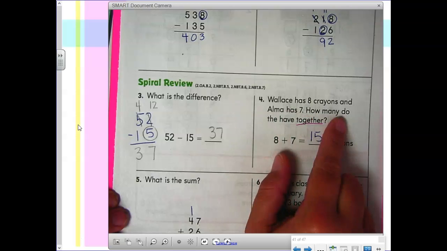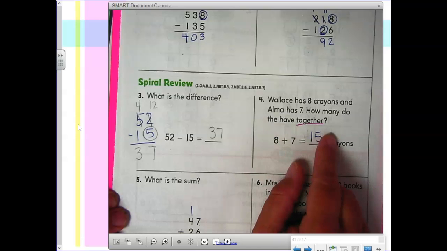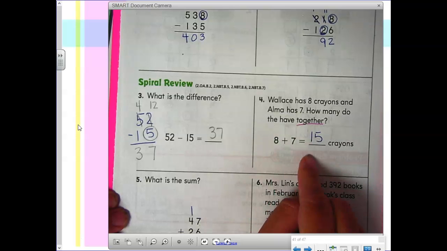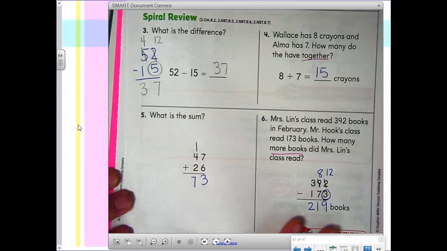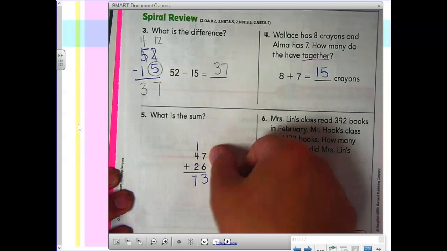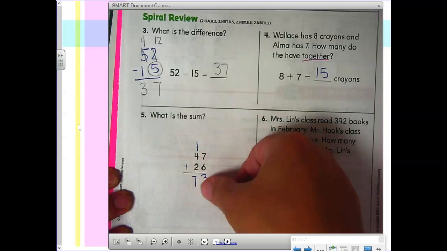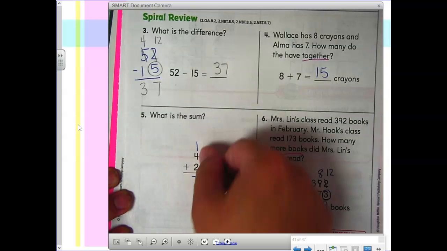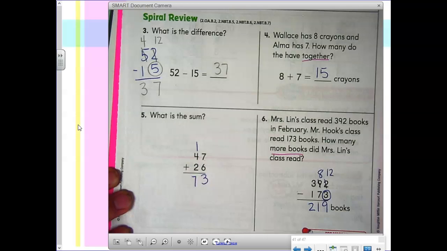Wallace has 8 crayons and Alma has 7. How many do they have together? 8 plus 7, when we count on, is 15. 15 crayons. 47 plus 26. Start on the right. 7 plus 6 is 13. That's 1 ten and 3 ones. Then we add in our tens place. 1 plus 4 is 5. 5 plus 2 is 7.